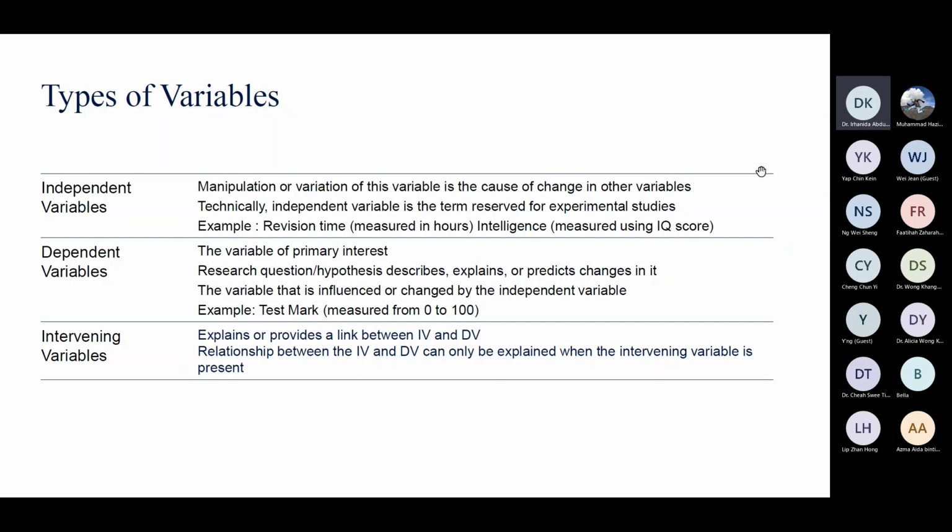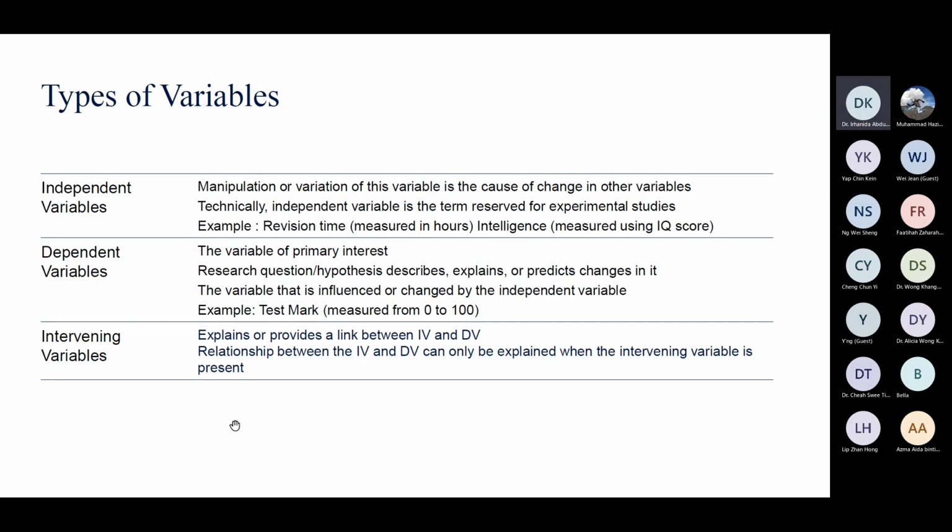So we continue, going back to the types of variables from just now. We've been talking about independent variables, dependent variables, and intervening variables. In detail, for the independent variable, the manipulation or variation of this variable is the cause of change in other variables. Technically, independent variable is the term reserved for experimental study. For example, revision time measured in hours, and intelligence measured using IQ score.